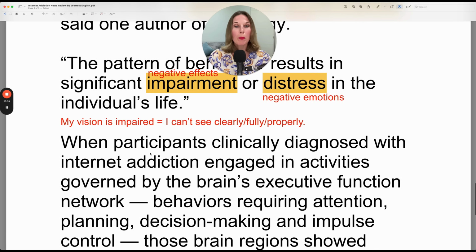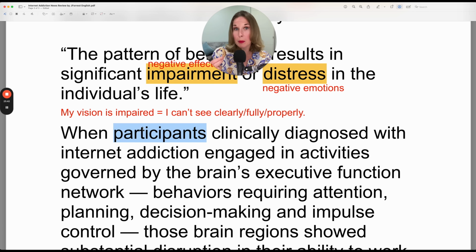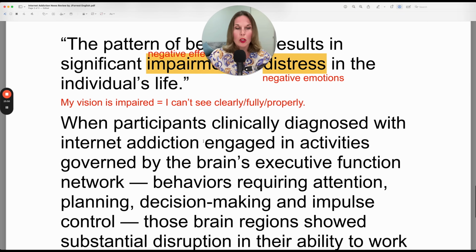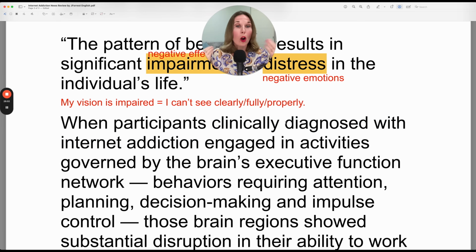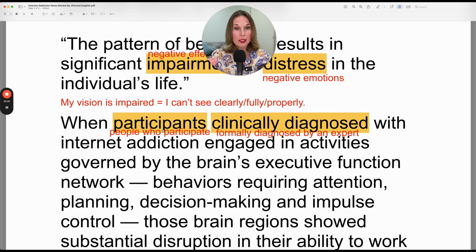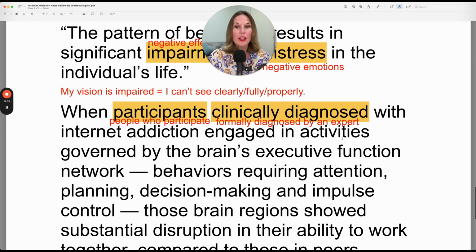Let's continue. When participants, so participants, these are the people who participated in the study. When participants clinically diagnosed with internet addiction, so these are participants who have an addiction to the internet and they've been clinically diagnosed, this means a doctor or a researcher has formally said you have internet addiction. So clinically diagnosed means I didn't just say, I think I'm addicted to the internet. Someone with authority, a doctor or a researcher, said this. When participants clinically diagnosed, so formally diagnosed by an expert, with internet addiction, engage in activities governed by the brain's executive function network.